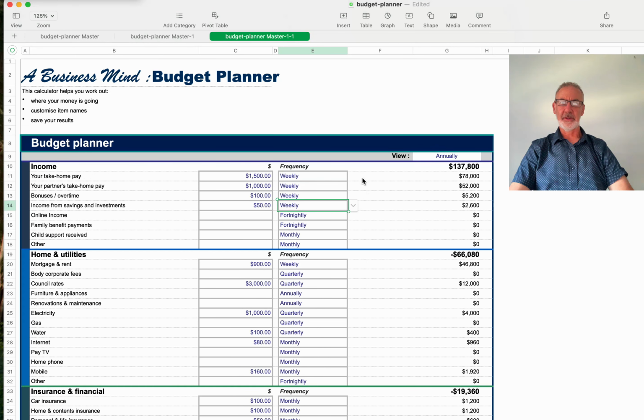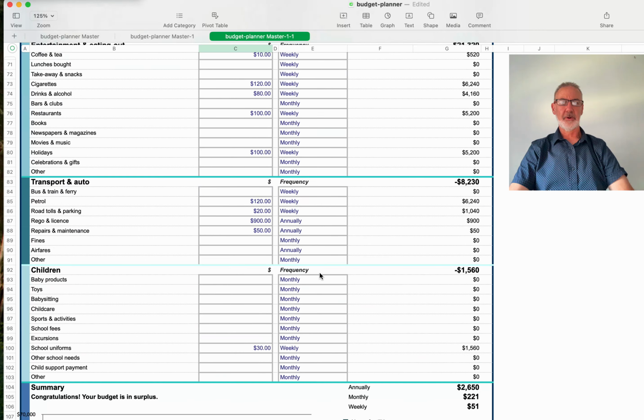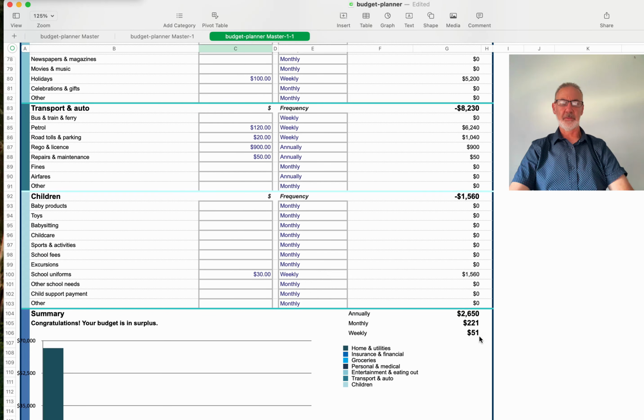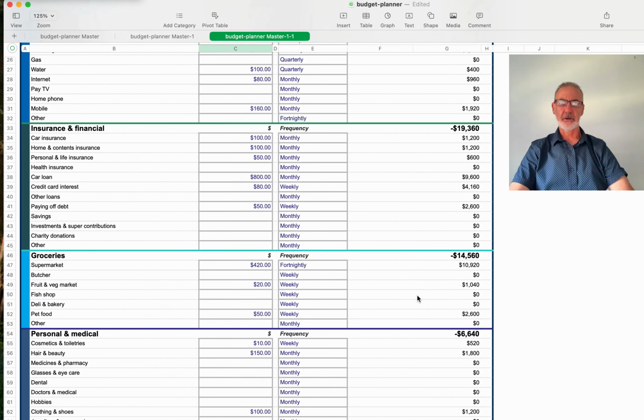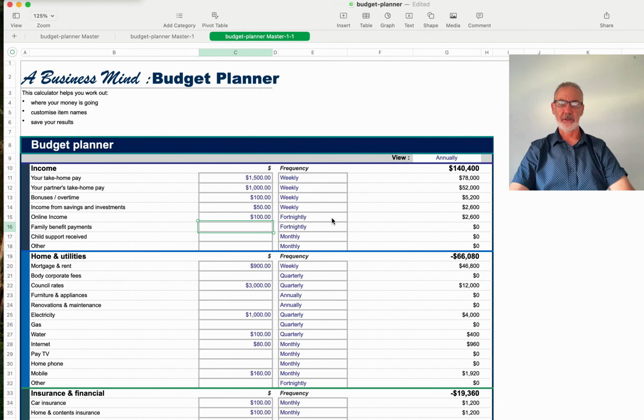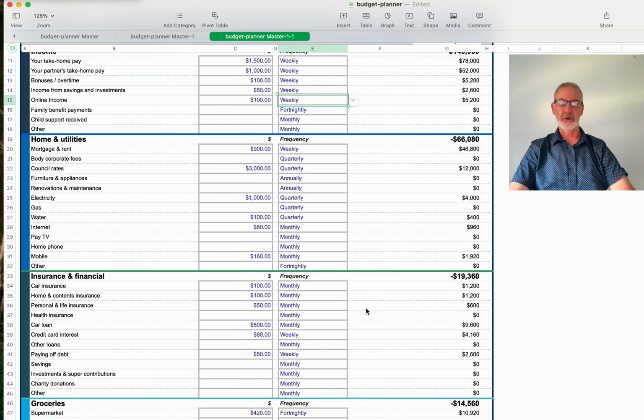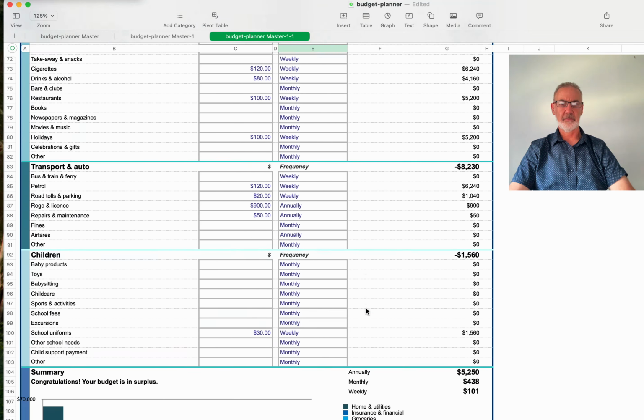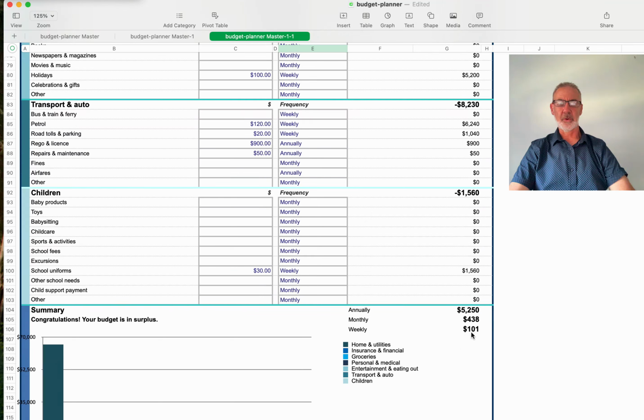And then let's go back up to the income, and we might have online income, have an online business that generates another $100 a week. Go down to the bottom, and so now we're at a surplus of $51 a week. Oh, that must be fortnightly too, I think. Yeah, it was. Just be careful of that. So if we go back down to the bottom, that's the way you can check it. So that's $101 a week now surplus. So you might be $101 surplus as an example at the start of the year.